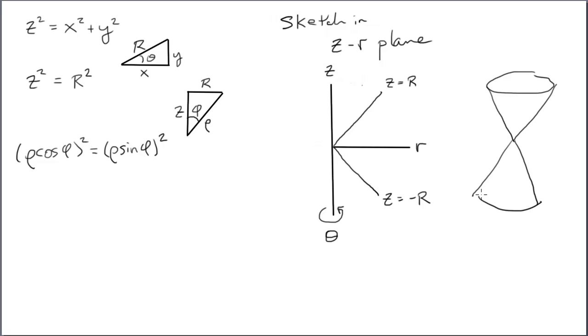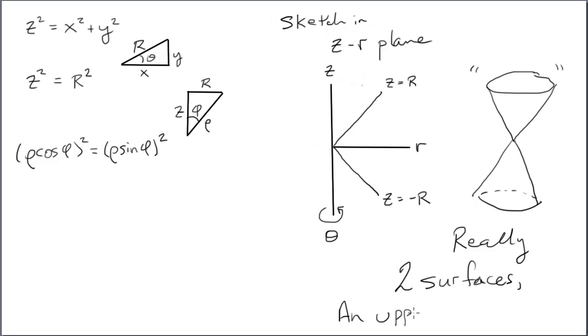It's a cone. So it's really 2 surfaces. I have an upper cone, and I've got a lower cone. Z equals r, that's my upper cone. And then Z equals minus r, that's my lower cone.